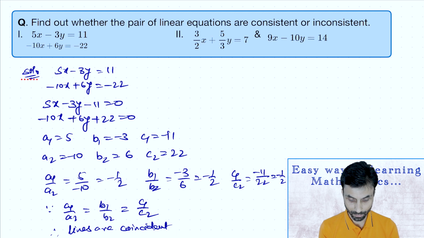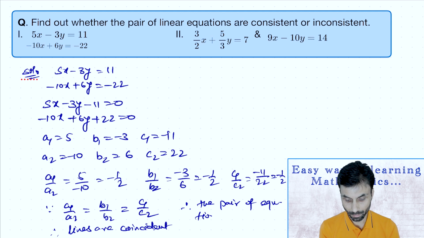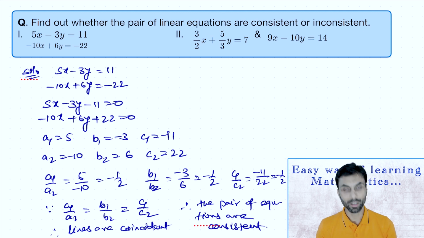and therefore we can say that the pair of equations are consistent. So this is how we can solve the first question.